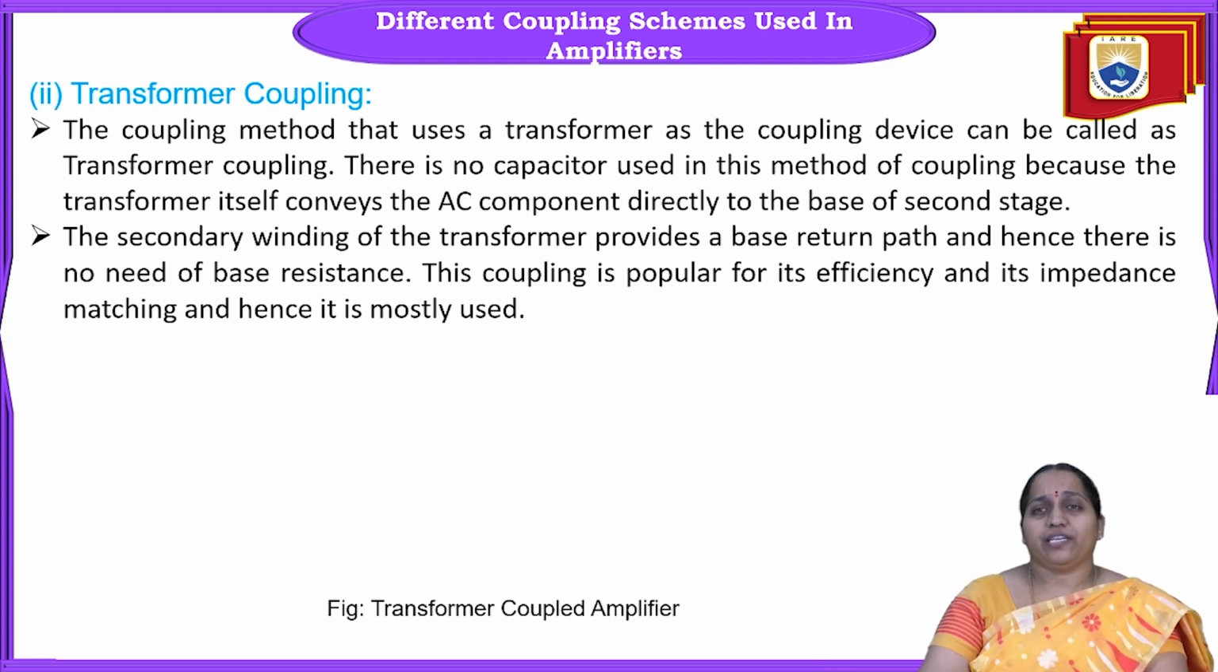The secondary winding of the transformer provides a base return path, and hence there is no need for a base resistance either. So in a transformer coupled amplifier, you don't need a base resistance, because the secondary winding itself provides a base return path. This coupling is popular for its efficiency and its impedance matching, and hence it is mostly used. Compared to the RC coupled amplifier, the transformer coupled amplifier is mostly used.